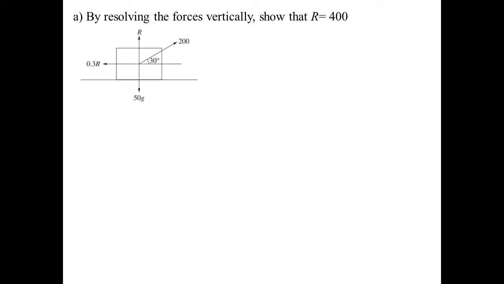Okay, well here's our box. Everything other than the 200 is either horizontal or vertical. So we need to break up that 200 into its two components. So we can see, oh yeah, now I can see all the vertical forces, now I can see all the horizontal. We're only interested in the vertical ones. So what have we got? We've got 50g going down. We have our resistance going up, that's what we're trying to find. And we would have 200 sine 30 because it's opposite the angle.